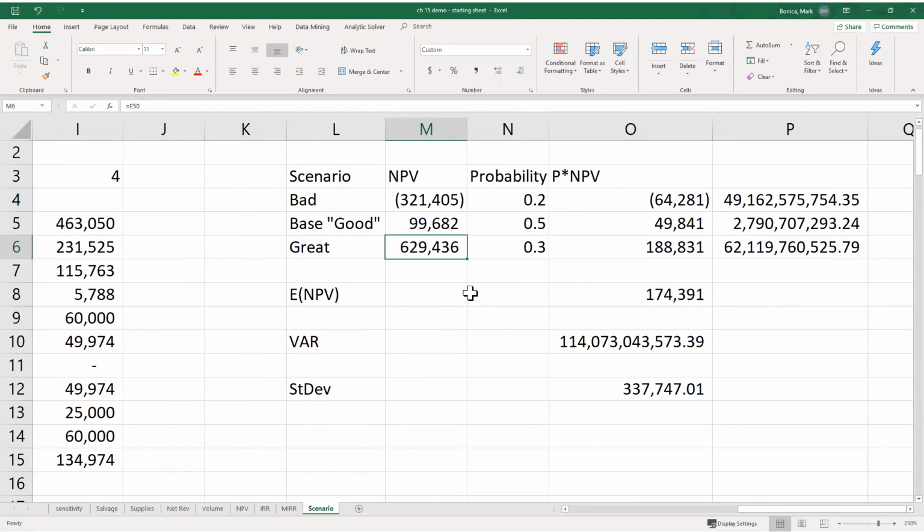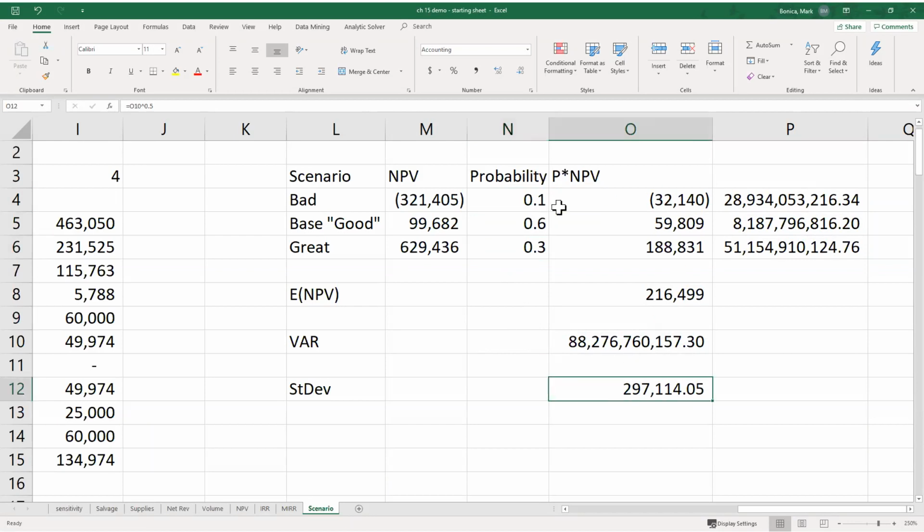So the beautiful thing about our projections, when you build this model properly, is you could say, all right, maybe it's not really a 20% chance of going bad. Maybe it's a 10% chance, and maybe there's a 60% chance of the baseline being good. How does that affect both my expected NPV and my standard deviation? And so the great thing about Excel and building models like this is that if you've built the model properly, you can very quickly adjust your assumptions and play with them in real time.